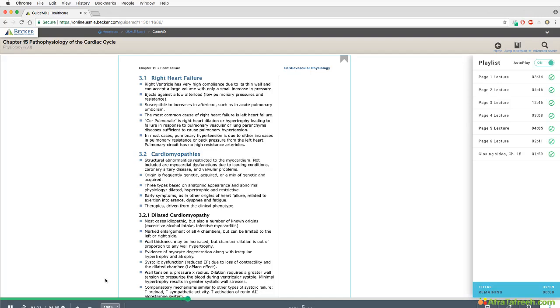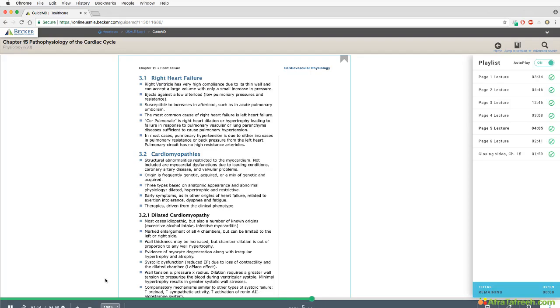Now, cardiomyopathies are diseases of the myocardium that originate within the muscle itself. Not included in cardiomyopathies are myocardial dysfunctions due to loading conditions, coronary artery disease, or valvular problems. Now, the definition has been extended recently, but basically, cardiomyopathies are problems that originate within the muscle itself. Now, we categorize these based upon the anatomic appearance of the myocardium. We have dilated cardiomyopathy, hypertrophic cardiomyopathy, and restrictive cardiomyopathy. If we first consider dilated cardiomyopathy, in most cases, the cause is idiopathic, but a number of known causes do exist.